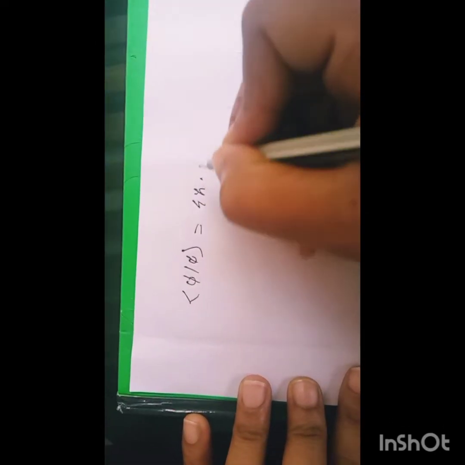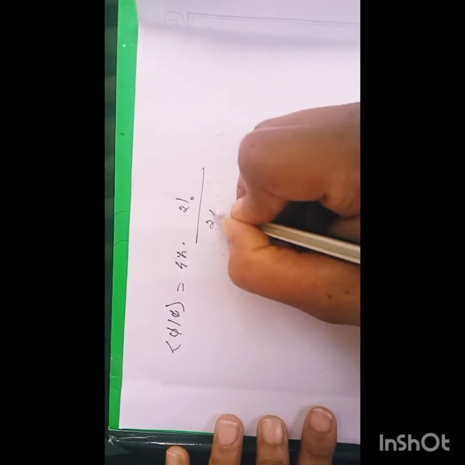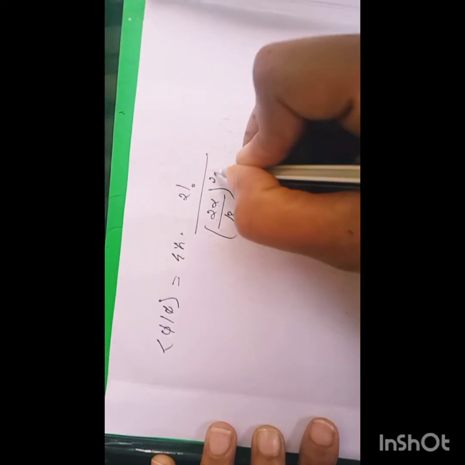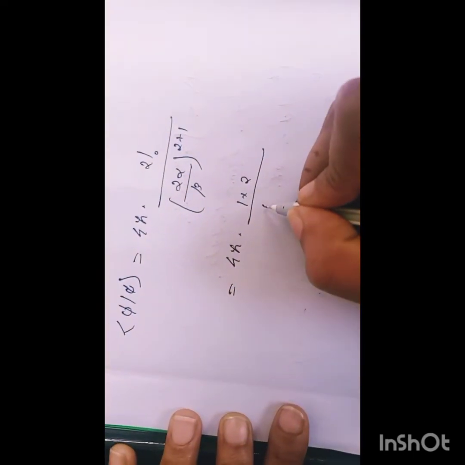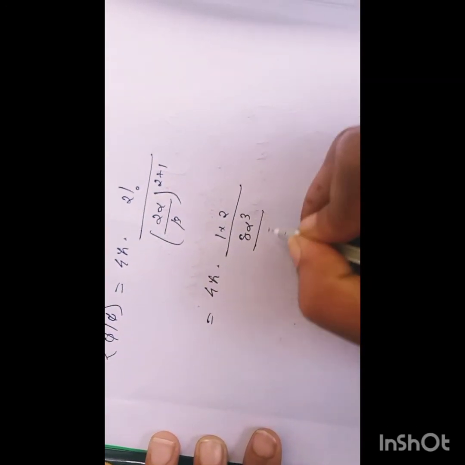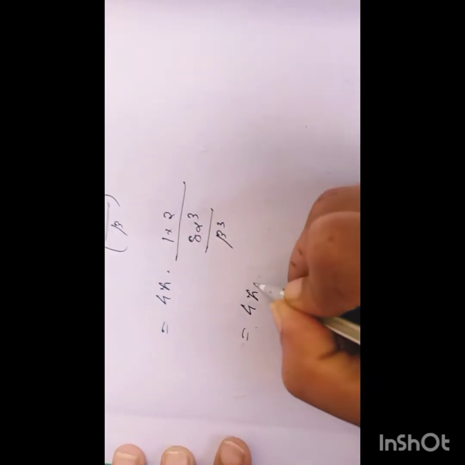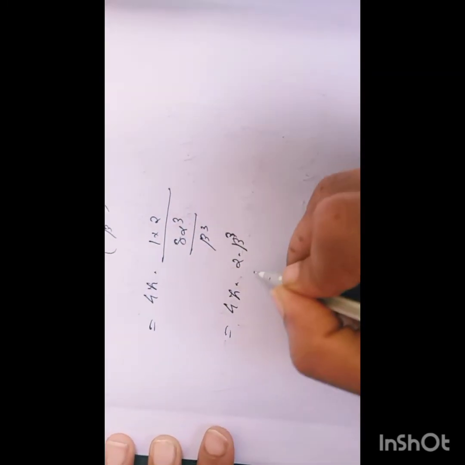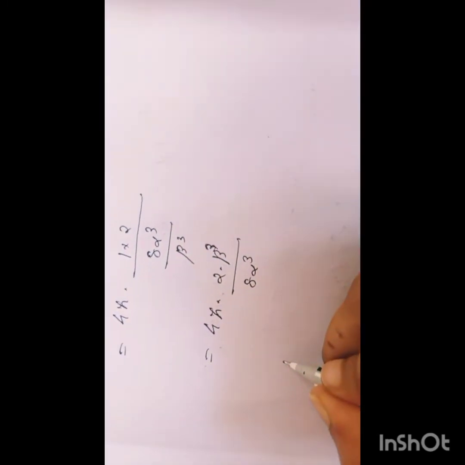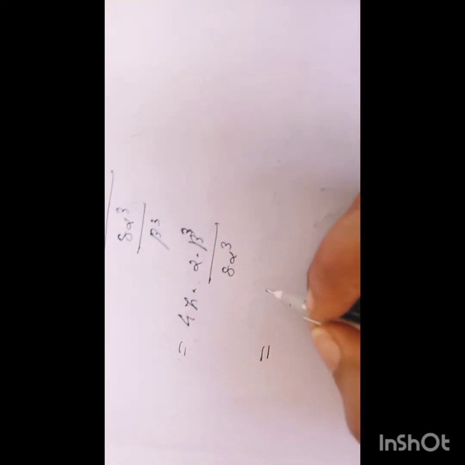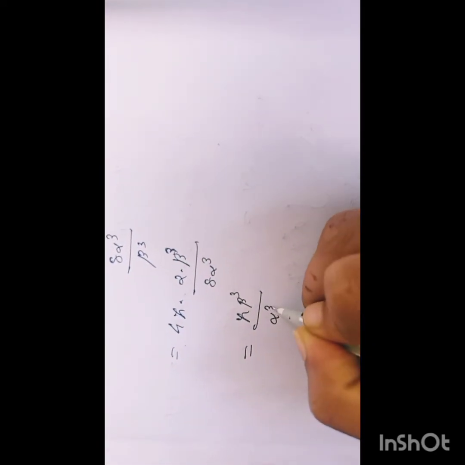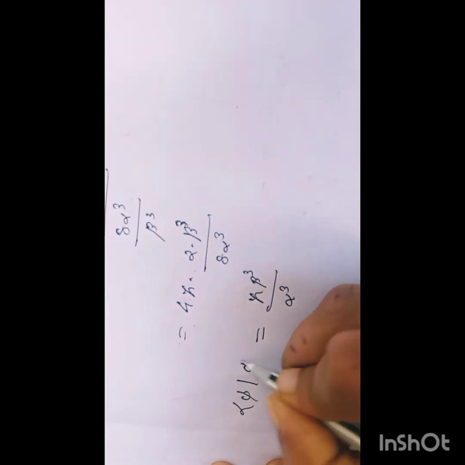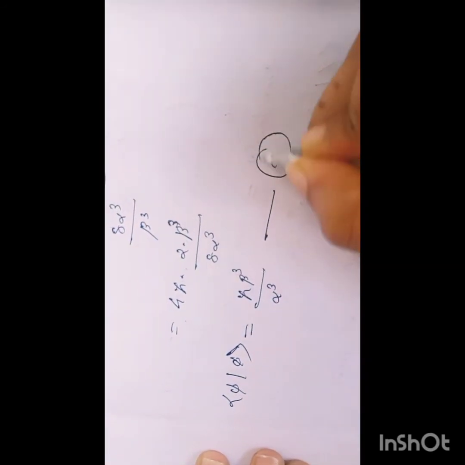So bra phi ket phi is equal to 4 pi into 2 factorial divided by (2 alpha by beta) the whole raised to 2 plus 1. It is equal to 4 pi into 2 factorial, 1 into 2, divided by 8 alpha cube divided by beta cube. That is equal to 4 pi into 2 beta cube divided by 8 alpha cube. That is, bra phi ket phi is equal to pi beta cube divided by alpha cube. This is equation number A.